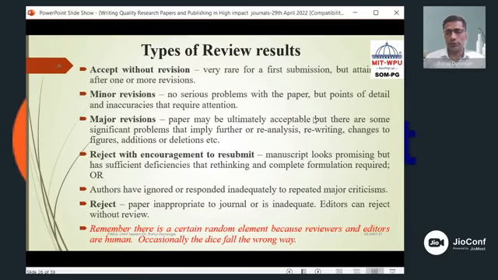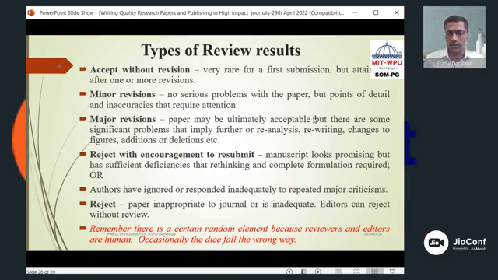The review results we normally get: one is accepting without revision. This is very rare, that you submit the paper and there is no revision. Maybe 1 or 2% of papers might get this kind of review result, that the paper can be accepted immediately without any revision. In any standard journal, at least some minor revisions will be required for whatever manuscript you have submitted.